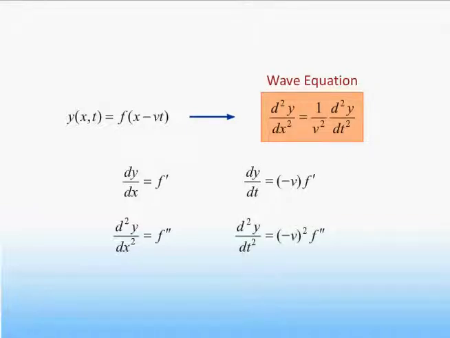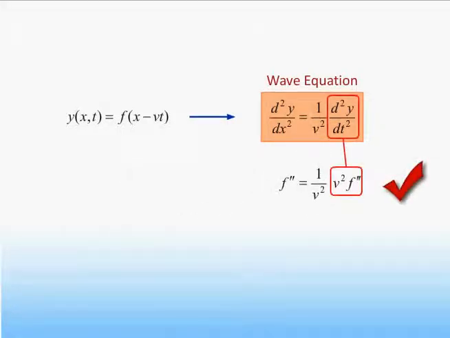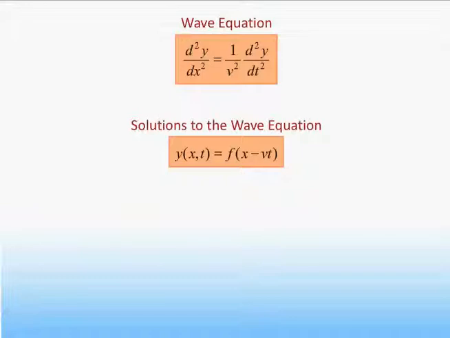Each time we differentiate with respect to t, we bring out a factor of minus v. Consequently, we see that the second derivative of our function with respect to t is equal to v squared times the second derivative of our function with respect to x. Note that our function, f of x minus vt, does not have to be harmonic at all. It can represent a wave of any shape moving with speed v.